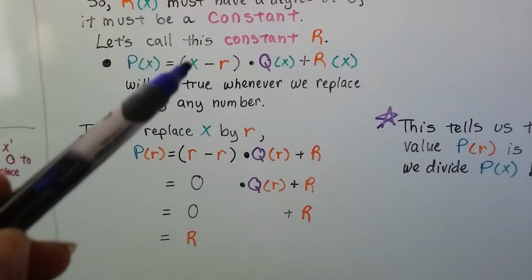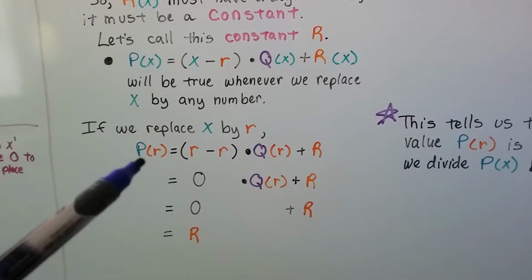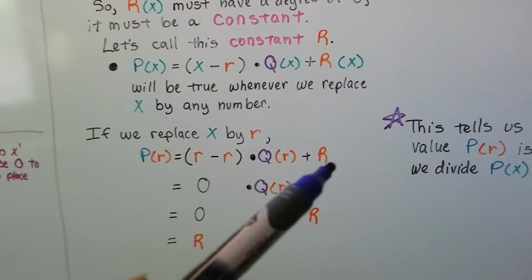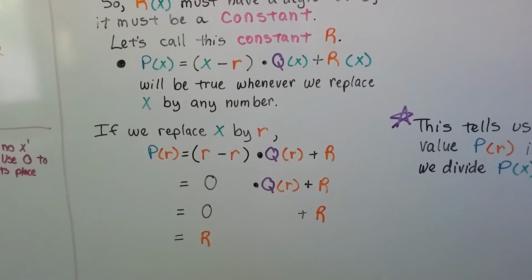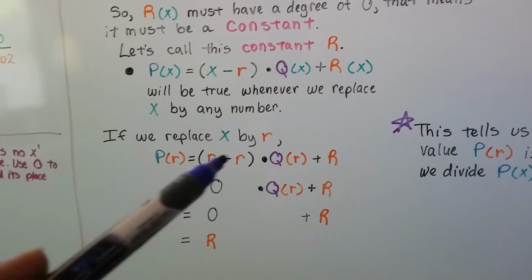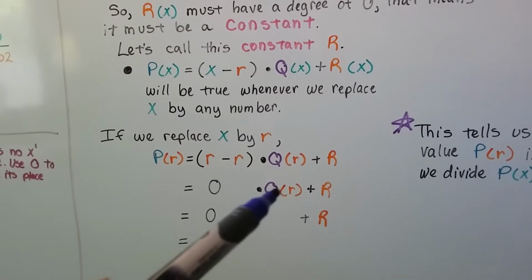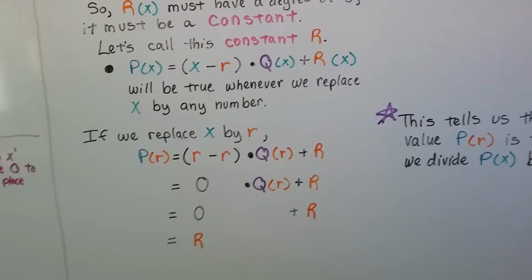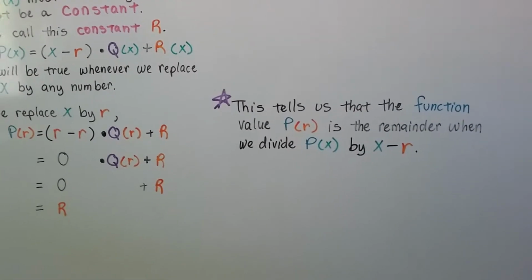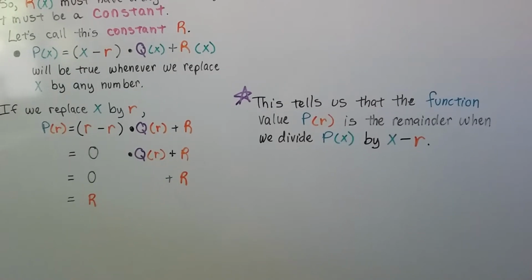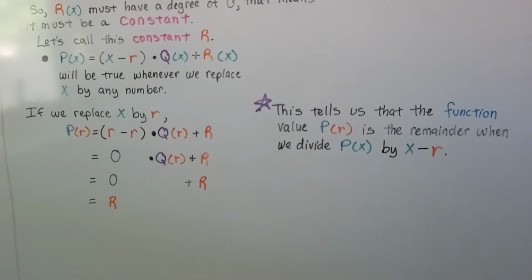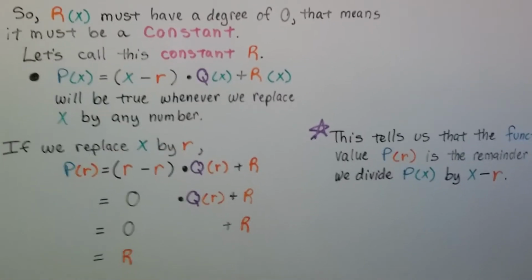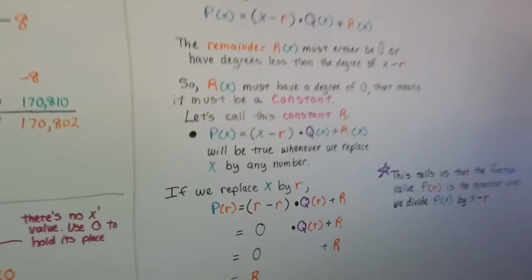And if we replace this x with r, then we'll have P of r equals r minus r times Q of r plus R, capital R. See that? It's going to make a 0, isn't it? And when we multiply a 0 times the Q of r, we're going to get a 0 again. So now we just have an R, don't we? That tells us the function value P of r is the remainder when we divide P of x by x minus r. See? That's the proof of the remainder theorem. Let me step back a little bit here so you can see that.